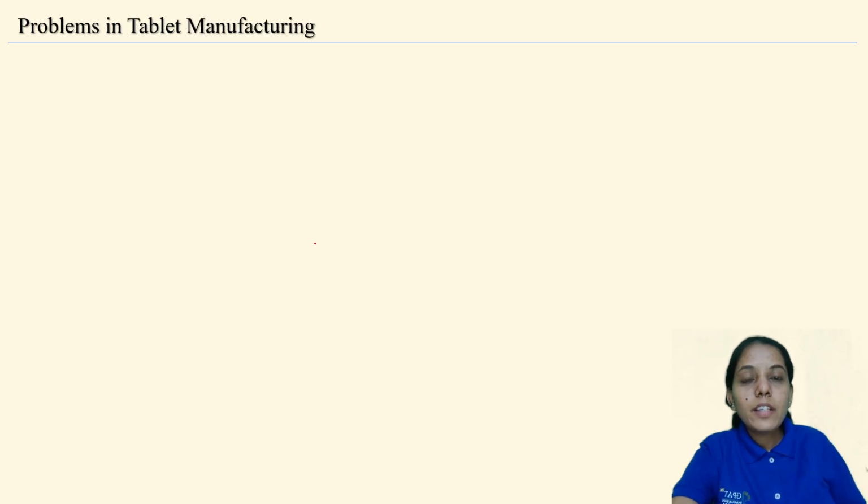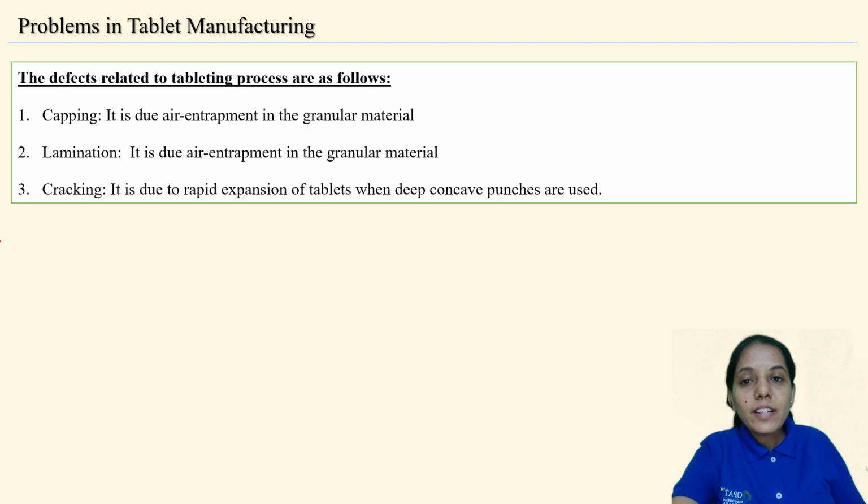Now this was about the coating. Now what are the problems in tablet manufacturing? So the defects related to the tableting process are as follows. Capping will be there related to the process, whatever the process is there, so the preparation, the granulation. Because of the process, these are the different parameters, like capping can occur, lamination may occur, cracking may occur.